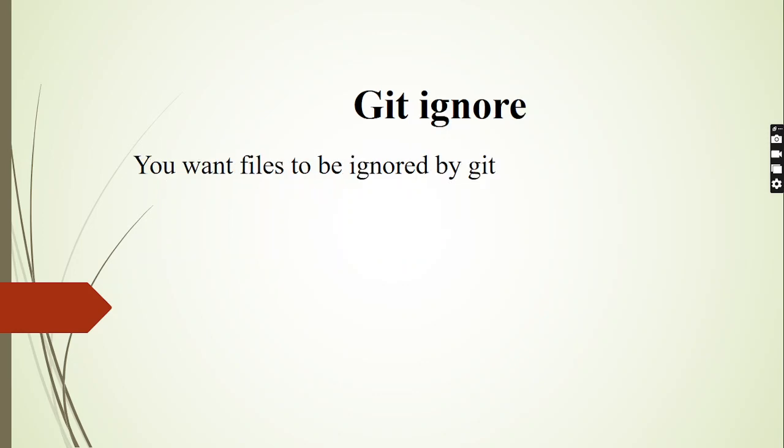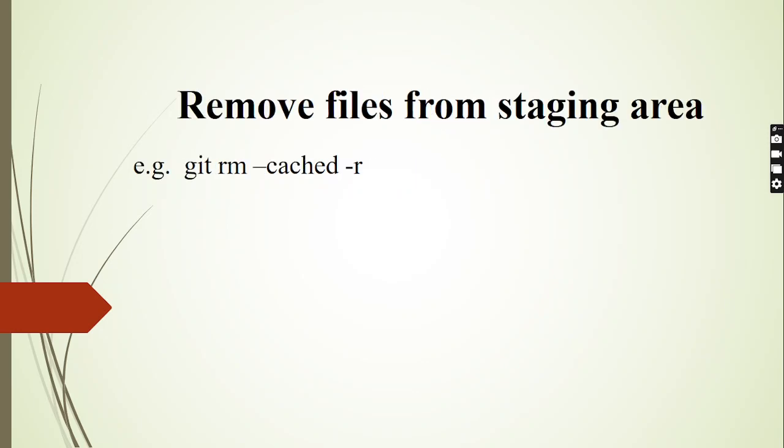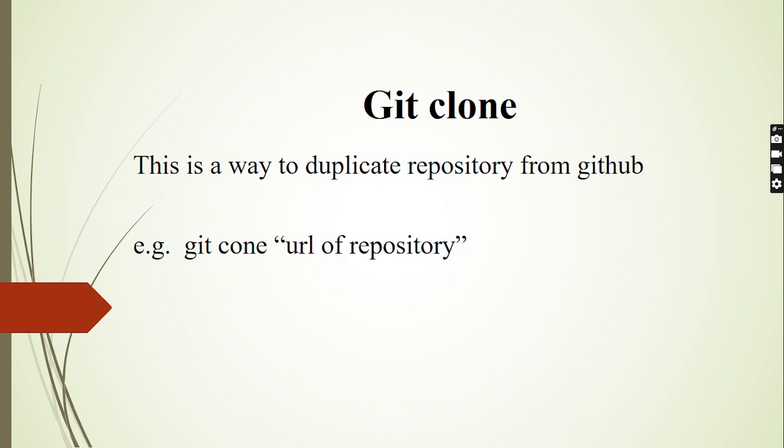Git ignore. Any file you want to be ignored by git, you can use the gitignore. To remove files from the staging area, we can use git rm --cached -r and the name of the file. Git clone. This is a way of duplicating files from any repository, or from your personal repository.